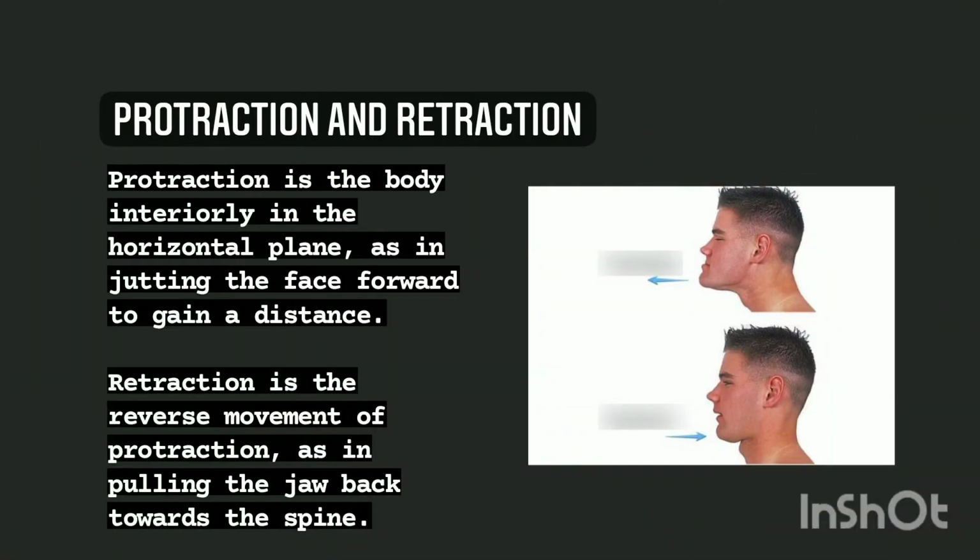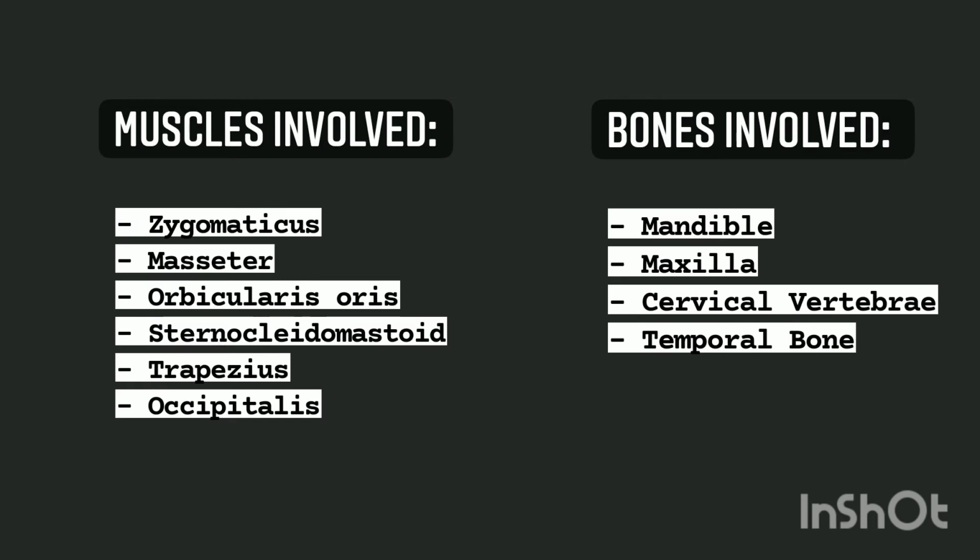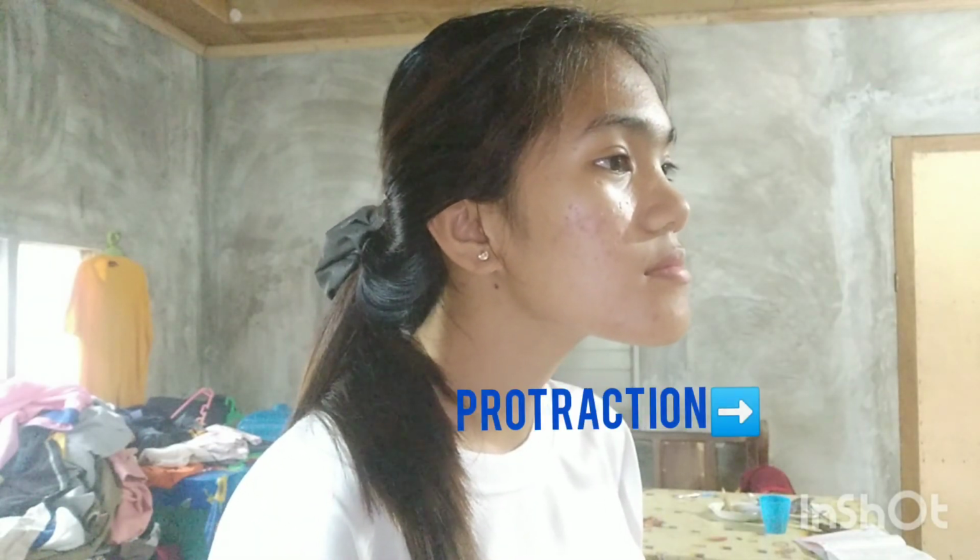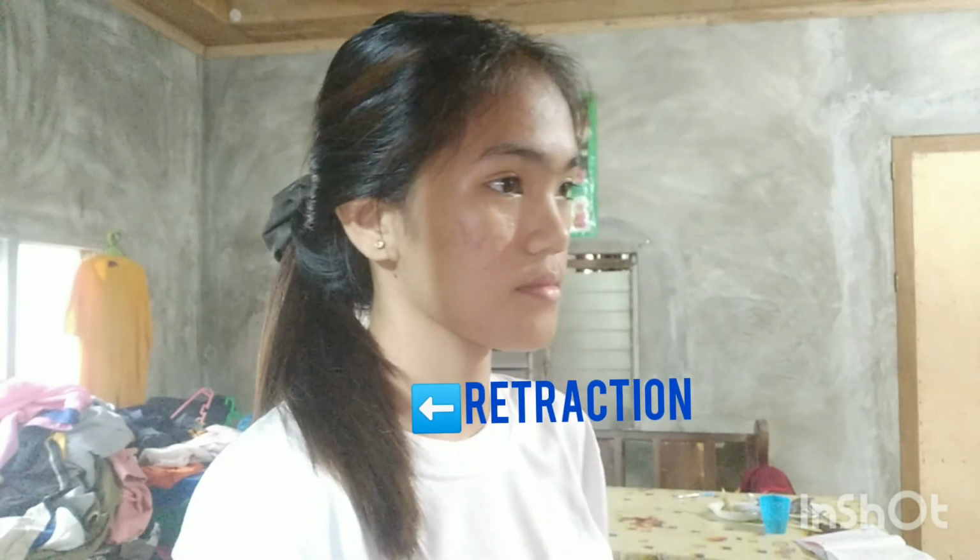Protraction and retraction. Protraction is moving a part of the body anteriorly in the horizontal plane, as in jutting the face forward to gain distance, while retraction is the reverse movement of protraction, as in pulling the jaw back towards the spine. Here are the muscles and bones involved in protraction and retraction. The proper execution of protraction and retraction.